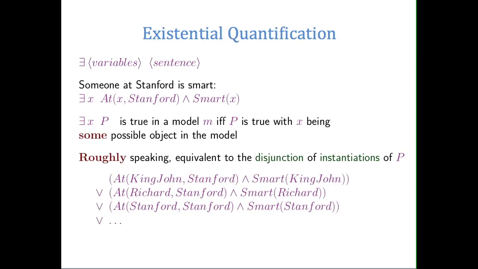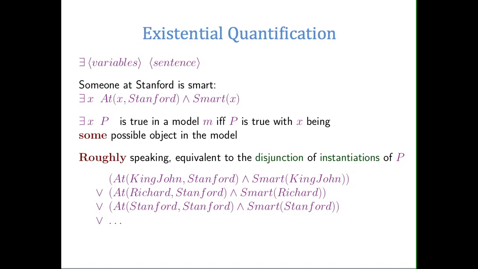Turning to existential quantification, the syntax should be familiar to you from discrete math: there exists some set of variables that are true in some sense. So for example, and this is probably true, there exists some x such that x is at Stanford and x is smart. More formally, we can say that there exists an x in proposition P is true in a model M if and only if P is true with x being any possible object in the model.